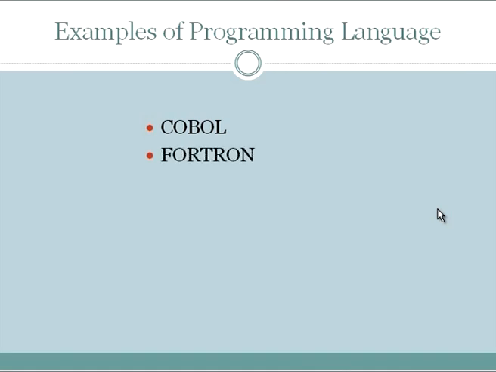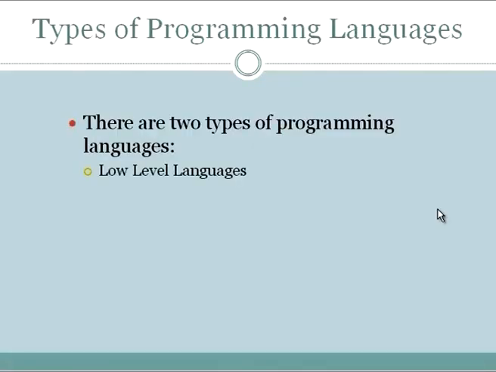Here are some examples of the programming language: COBOL, Fortran, C, C++, Java, Visual Basic. All these are the examples of computer programming language. Programming languages are classified in two broad categories. They are low-level languages and high-level languages.